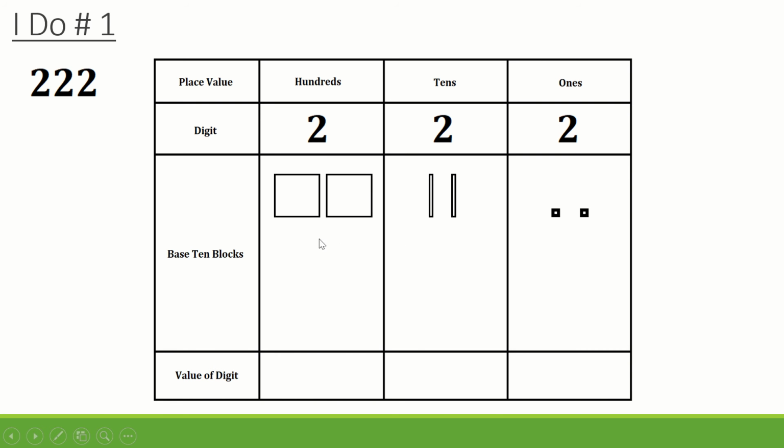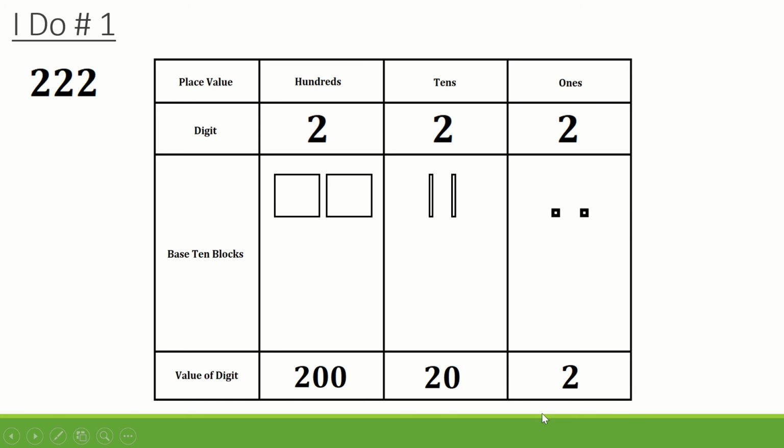And now what I want to do is represent the value of those digits in this bottom row here. And so the value of this 2 is 200, because I have 2 flats or 2 hundreds. The value of this 2 here is 2 tens, which is 20. And then finally, the value of my 2 ones, or my 2 units, is simply 2.